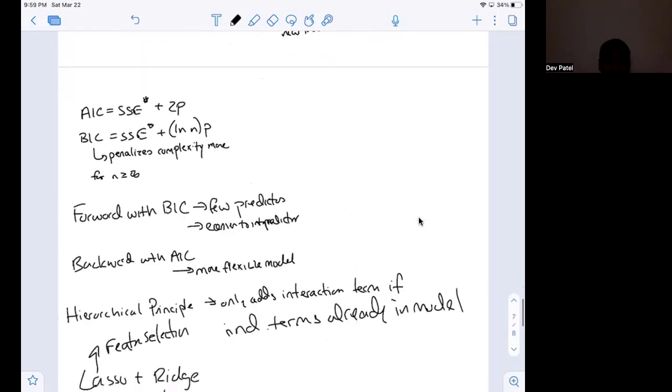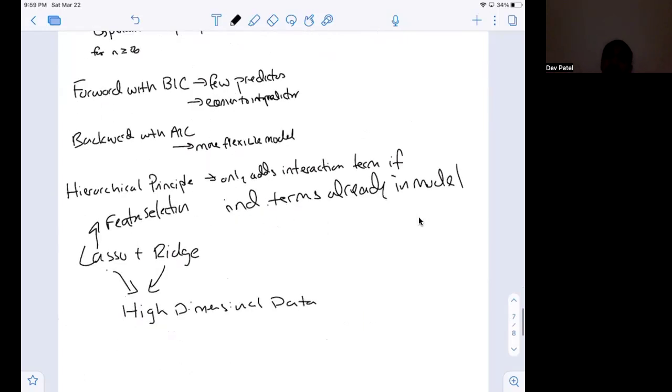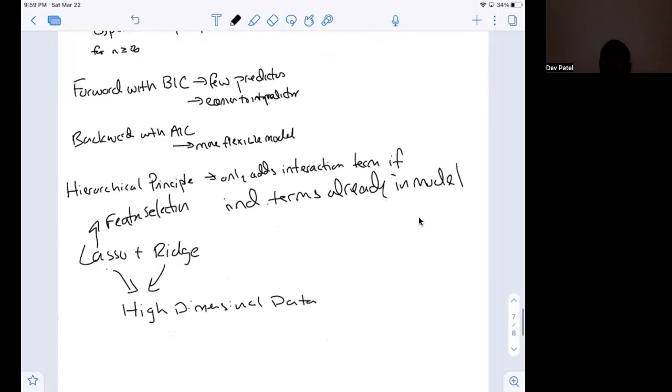We talked about AIC and BIC. Typically, forward selection with BIC means that you have fewer predictors, which are easier to interpret. Backward selection with AIC means you have a more flexible model. The hierarchical principle refers to the fact that you only add interaction terms if the individual terms are already included in the model. So if you have, let's say, x1 and x2, you only include the interaction between x1 and x2 if x1 and x2 individually are already included in the model.